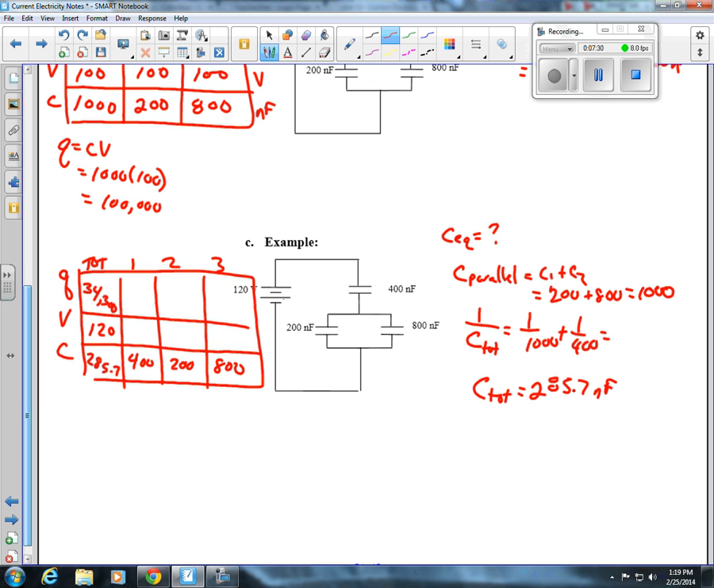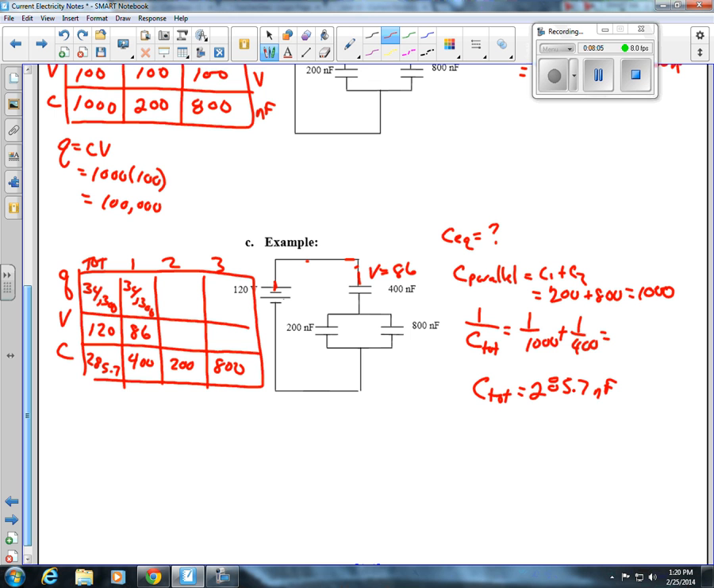Okay, now I have to start thinking about what's going on. So whatever charge comes out of the battery is going to move over to here, and it's all going to end up on that 400. So now I know the Q for the 400 is also that 34,300. Then I can find the V for that. I do Q divided by C. I get 86 if I'm rounding. So now I know the voltage for this one is 86.